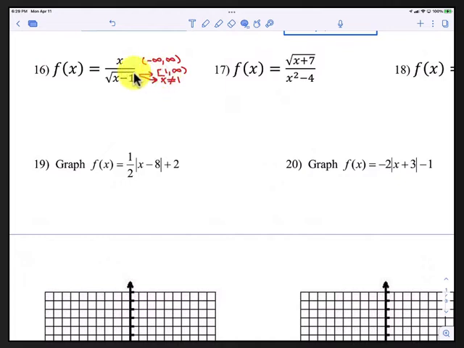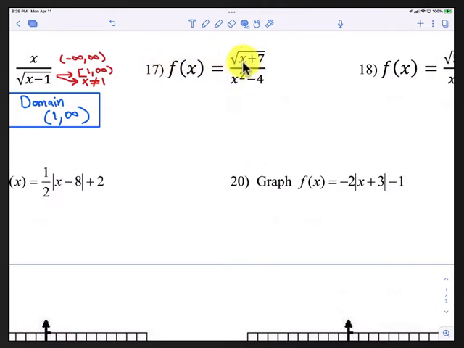So putting that together, x has to be from 1 to infinity, but also x cannot equal 1 because the denominator can't be 0. All right, so then putting this all together, x would have to be between 1 and infinity. And that 1 is without a bracket, because 1 cannot be included. So the domain is 1 to infinity.